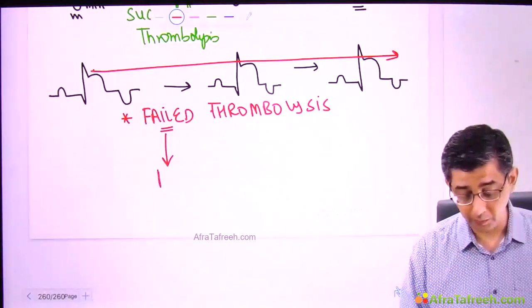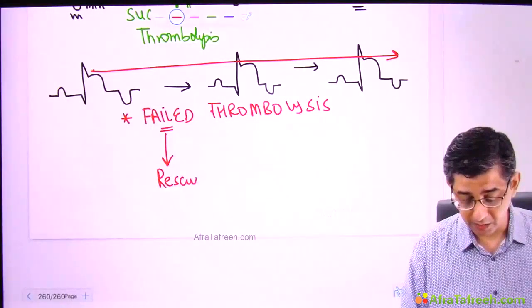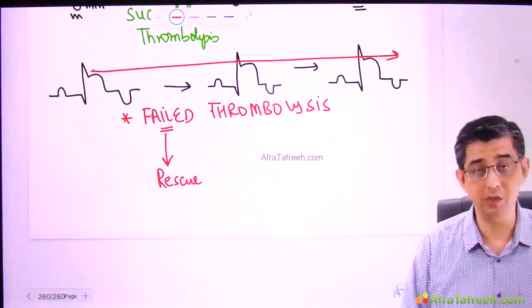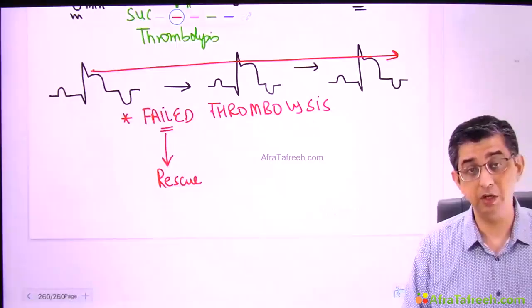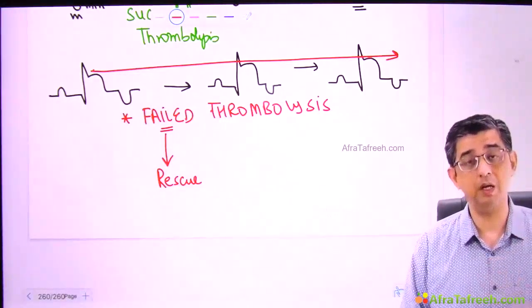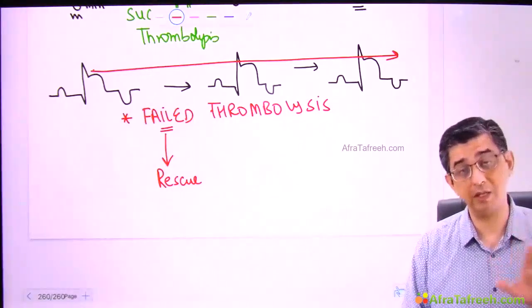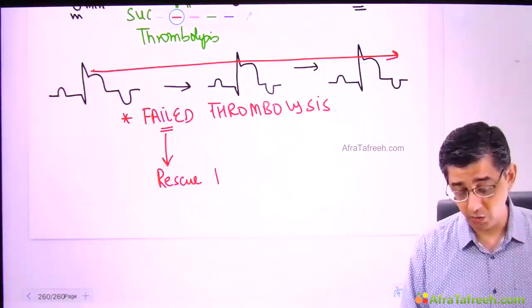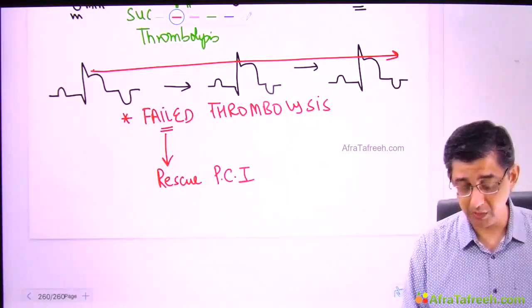You are going to take the patient up to the cath lab. Suppose you're practicing at a smaller hospital where cath lab facility is not available, then you are in a big fix, because you will have to transfer him personally in an ambulance to a specialized hospital which has a cath lab facility, and you are supposed to do a rescue PCI in the person.